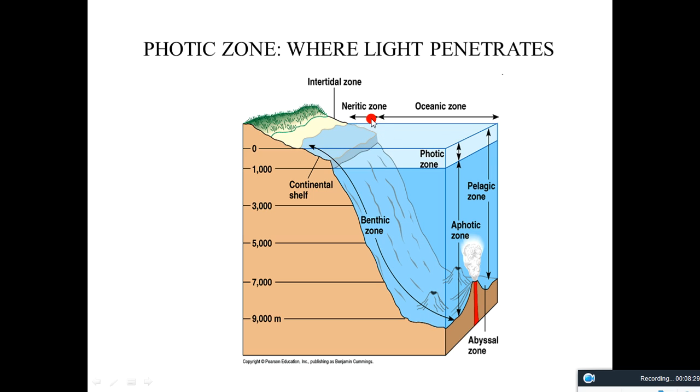This area is known as the neritic zone, this is the intertidal zone, and this is the oceanic zone. This continental shelf area has some part to be neritic zone and the other to be oceanic zone, and this 0 to 1000 meter is the photic zone. Below this is the aphotic zone, and overall this zone is known as the pelagic zone. Right, so benthic zone, pelagic zone, abyssal afterwards, and photic and aphotic zones depending upon the light.